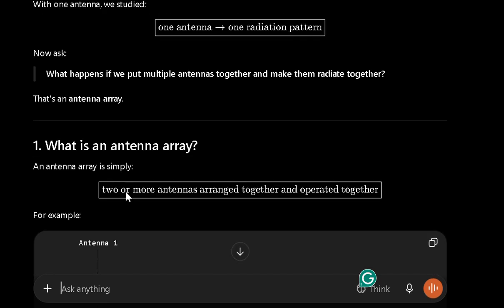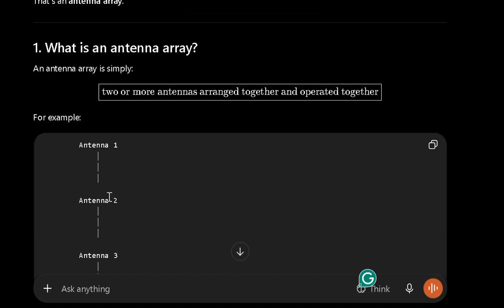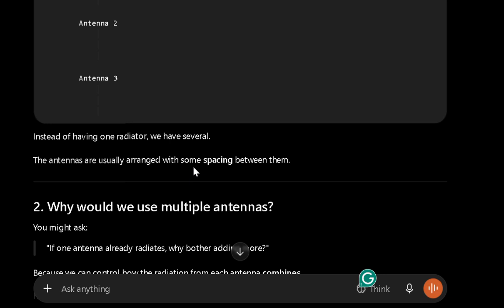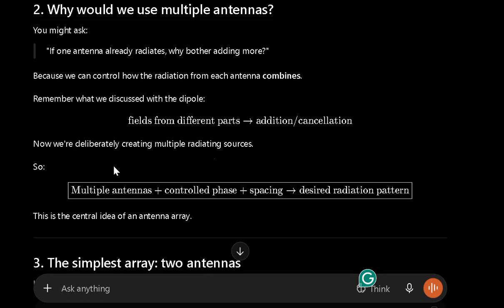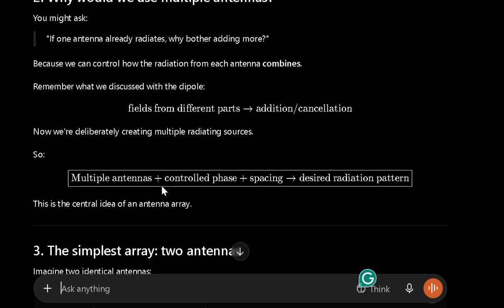What is an antenna array? An antenna array is simply two or more antennas arranged together and operating together, for example antenna 1, antenna 2, antenna 3. Usually they are arranged with some spacing between them. With multiple antennas, we can control the radiation from each antenna. Remember what we discussed: waves in the same direction will add up, and in opposite directions will cancel each other. Now we are deliberately creating multiple radiation patterns with spacing.